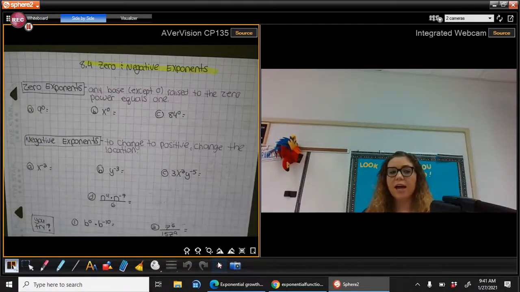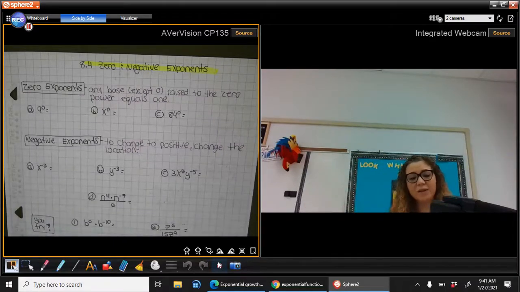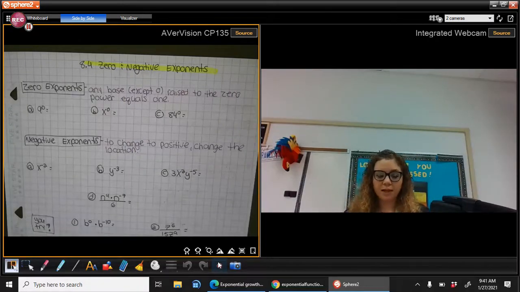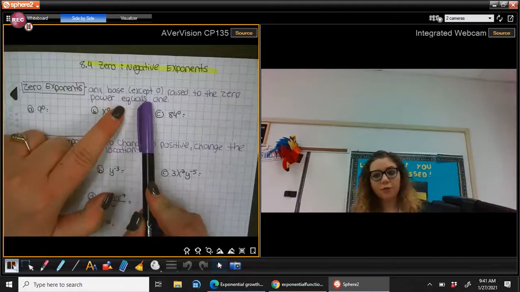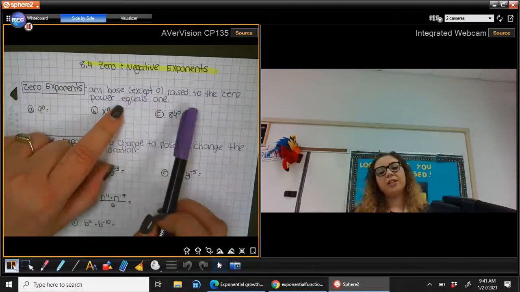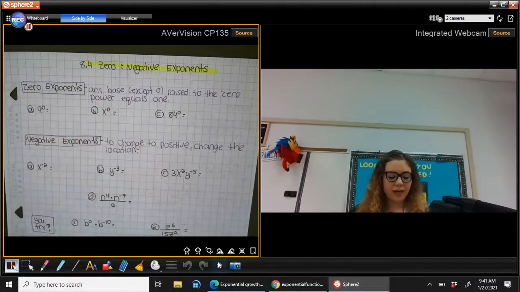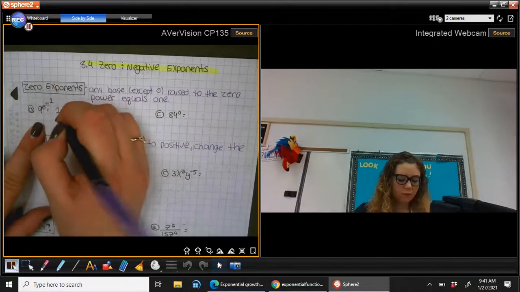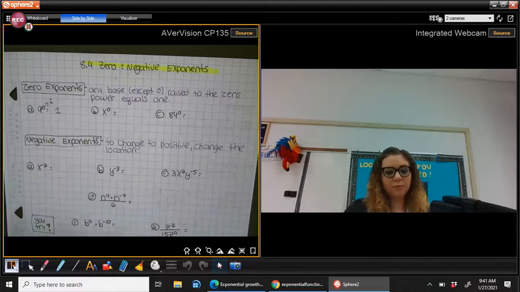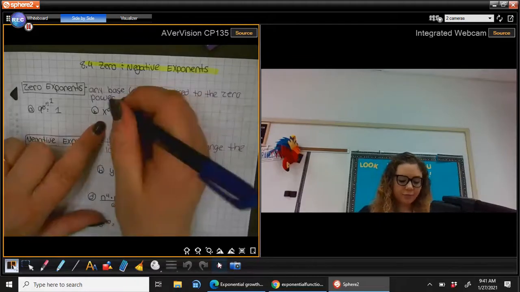Now, I told you that dividing exponents was my favorite rule, but really, zero exponents is my favorite rule, because any base, except zero, so you can have 1, 2, 3, 4, x, y, z, raised to the 0 power, so the exponent is 0, your answer is going to be 1. So 9 to the 0 is going to give me 1. That's my answer. Super duper easy. X to the 0 is 1.